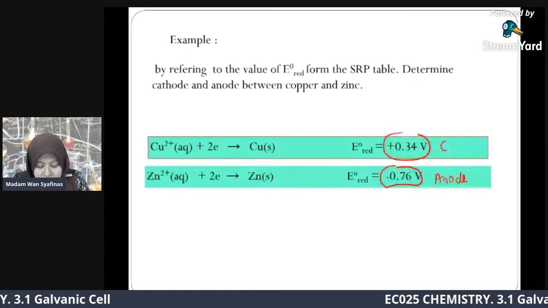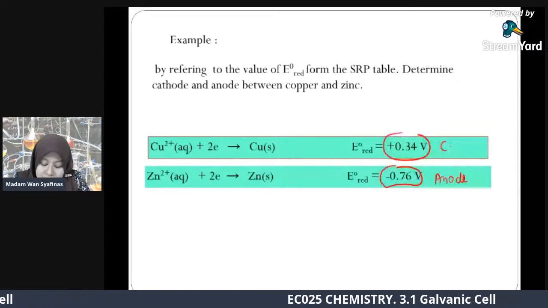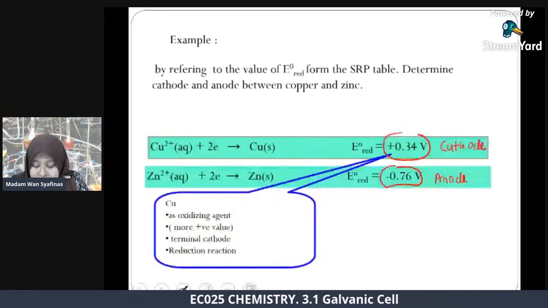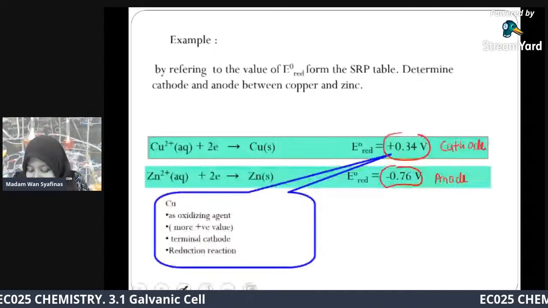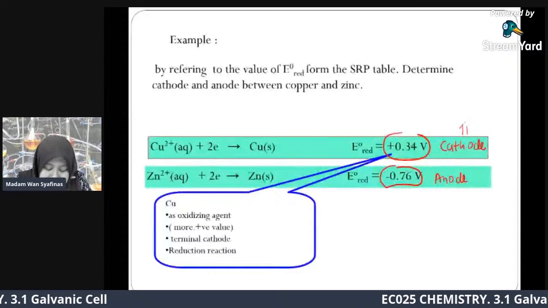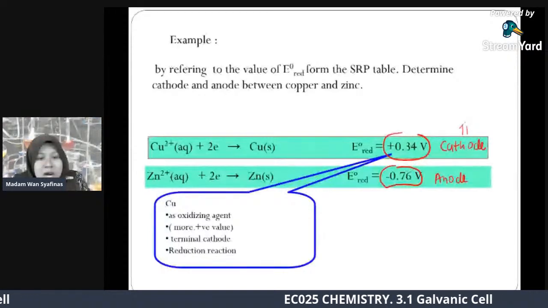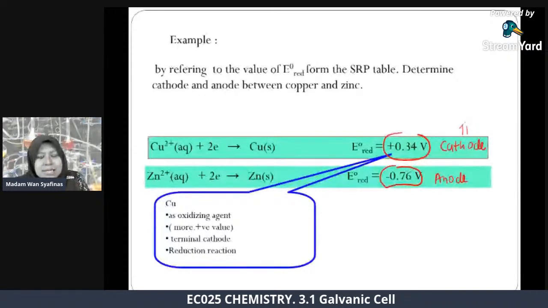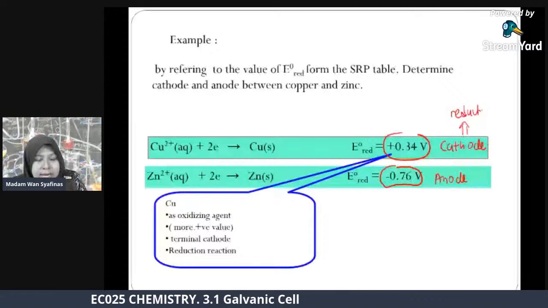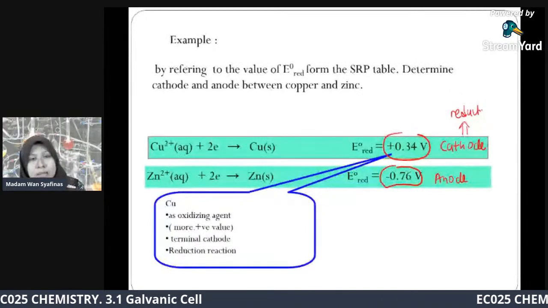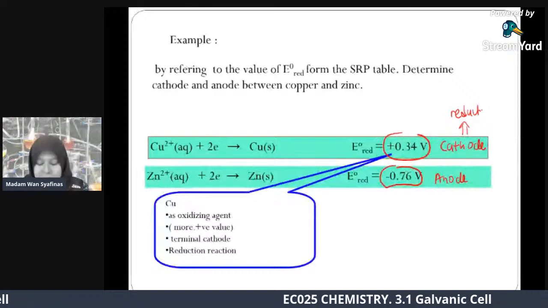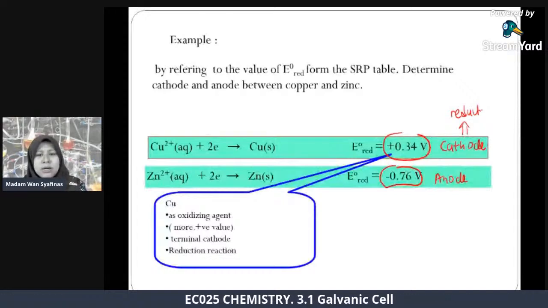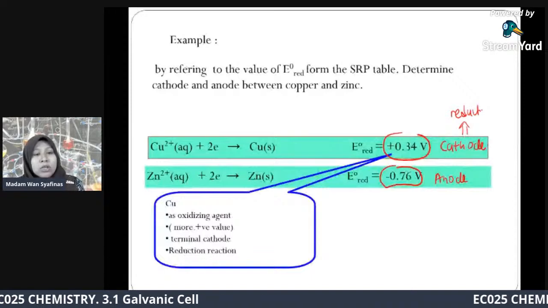Okay, so here copper acts at the cathode, remember the cathode undergoes reduction. So when it undergoes reduction, copper itself acts as the oxidizing agent, because the oxidizing agent undergoes reduction. The reducing agent undergoes oxidation. So when it is at the cathode, in a galvanic cell the cathode is the positive terminal. The anode is negative, because the anode is the source from which electrons leave.